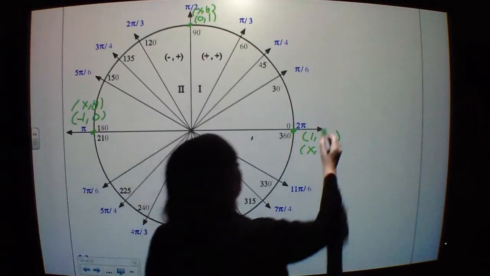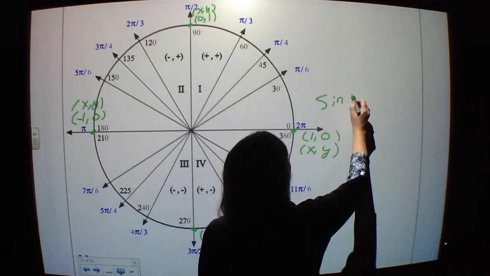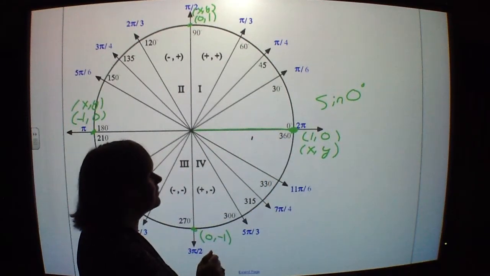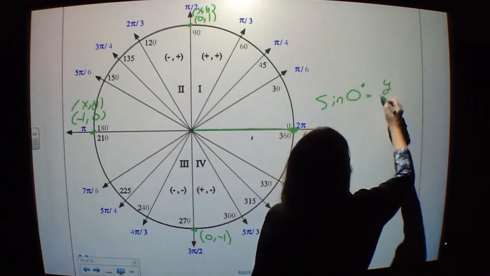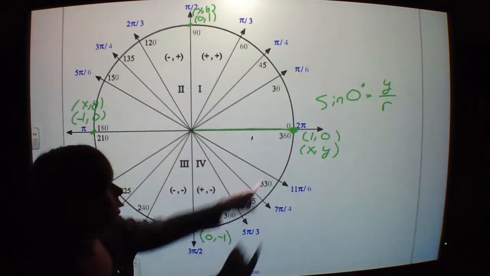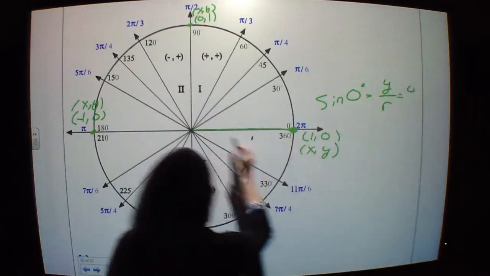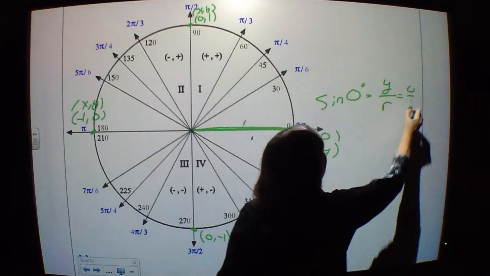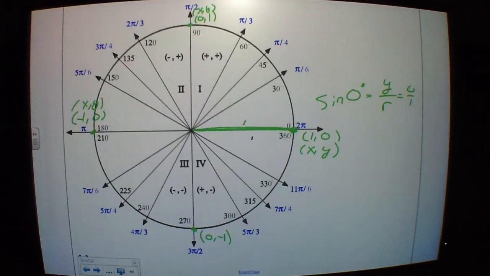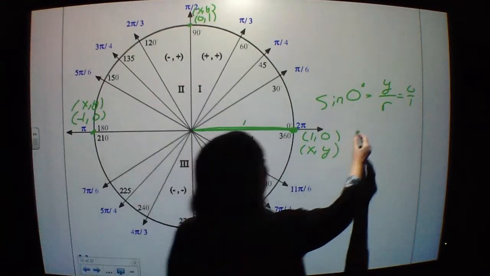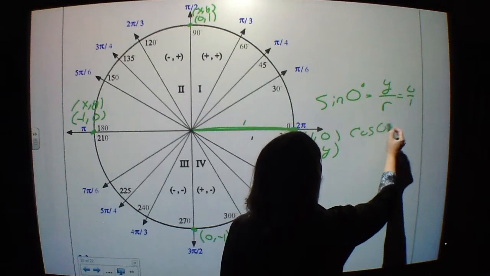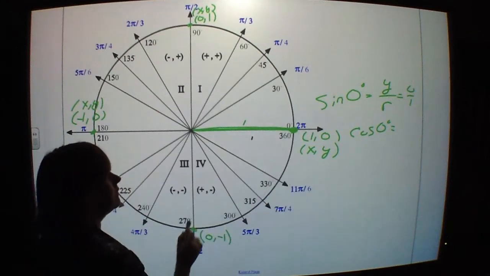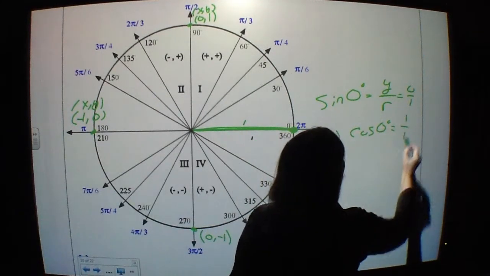So if I wanted the sine of 0 degrees, that would mean that I am right here. And sine of 0 degrees is y over r. Y is 0. And I said this is 1 unit, that's your r. R is 1. So 0 over 1, sine of 0 is 0. If I asked you the cosine of 0 degrees, x is 1, r is 1, so it's 1 over 1.